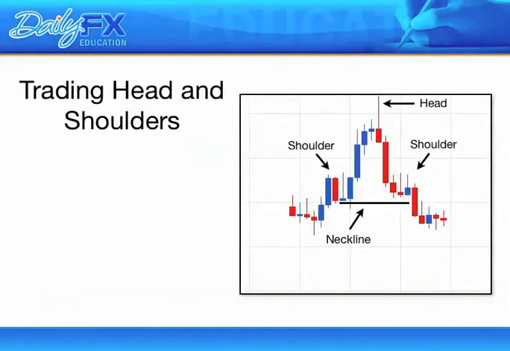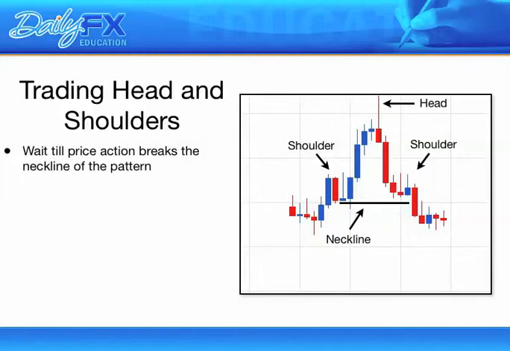The rule for trading a head and shoulders pattern is to wait until price action breaks the neckline of the pattern, and then a short position could be taken. This rule could be applied to both the price chart as well as the pattern on the RSI indicator. Once a candle or the RSI closes below the neckline, a short position would be taken at the open of the next candle following the break.